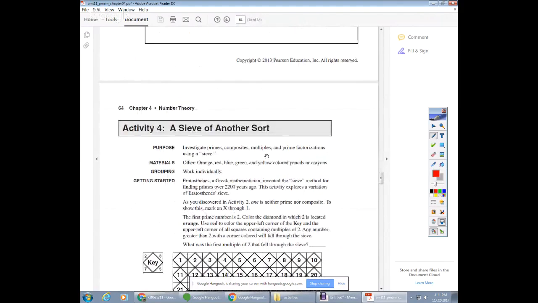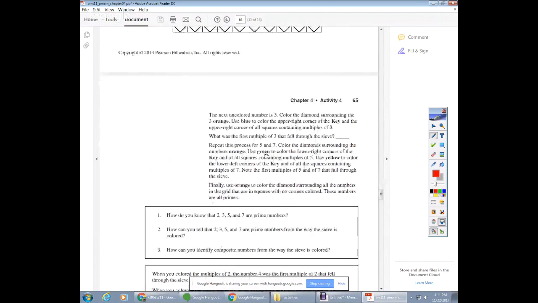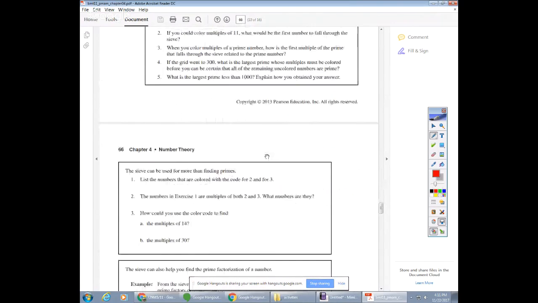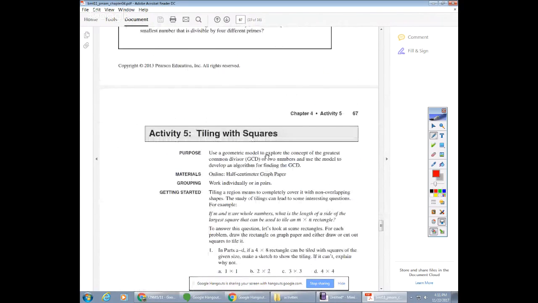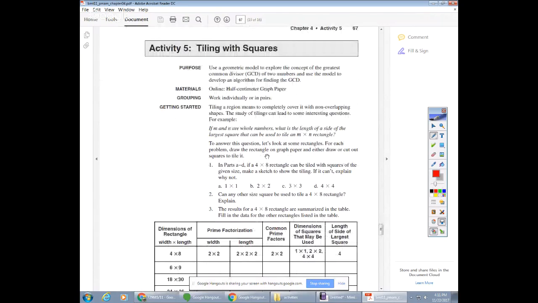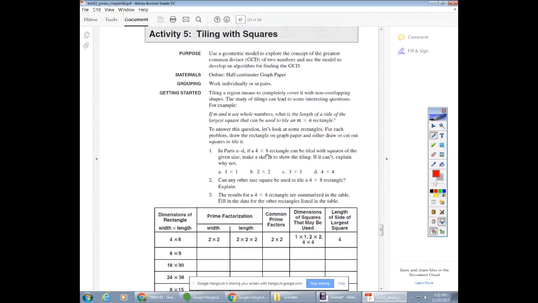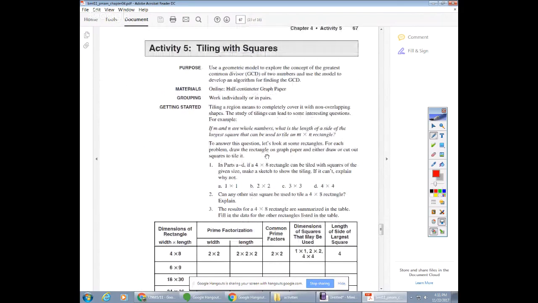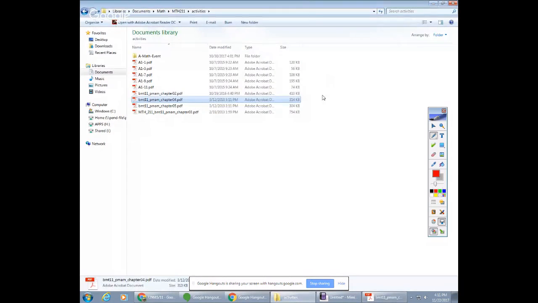Activity 4 we'll do for sure. I'd like to do the square tiles, but we'll see. That's a maybe. So let's just say 2, 3, and 4 for now. So I'll add that to Canvas to remind us, and those will be due at the end of next week.